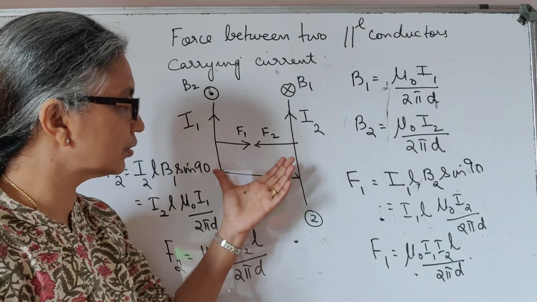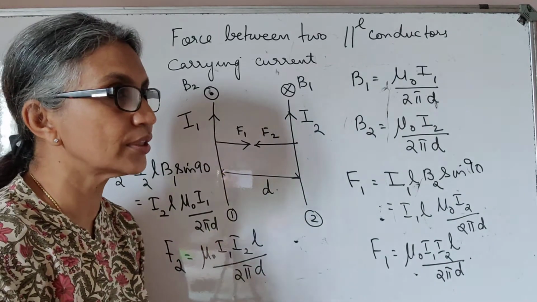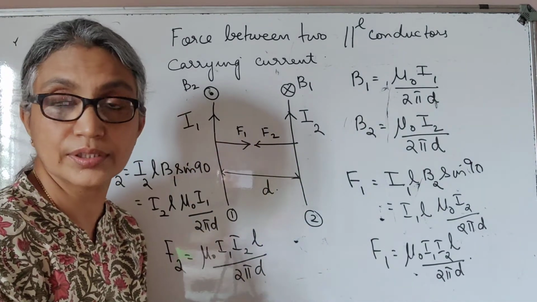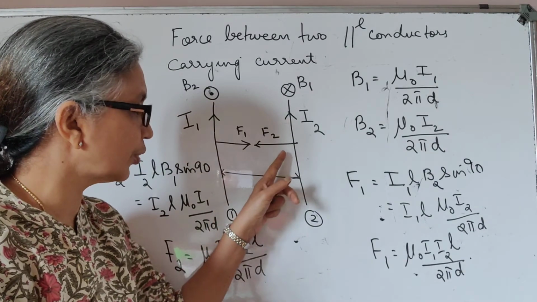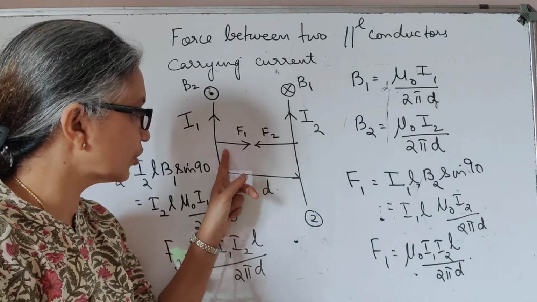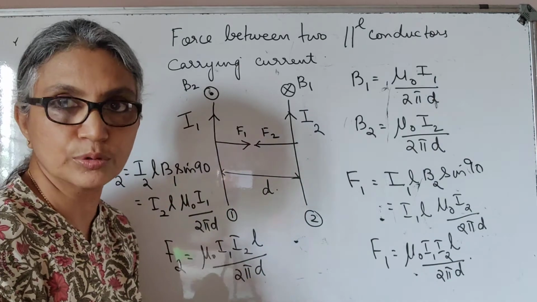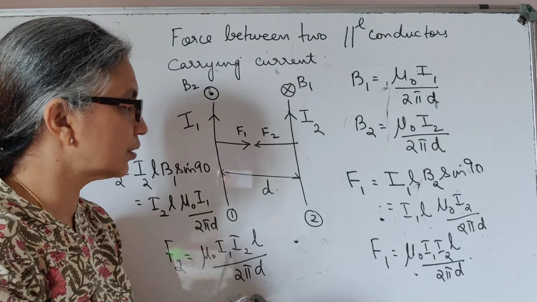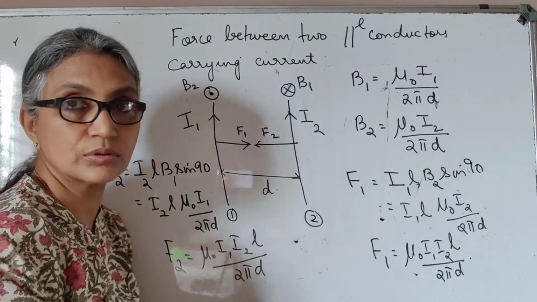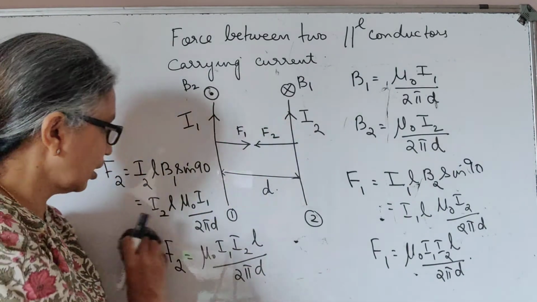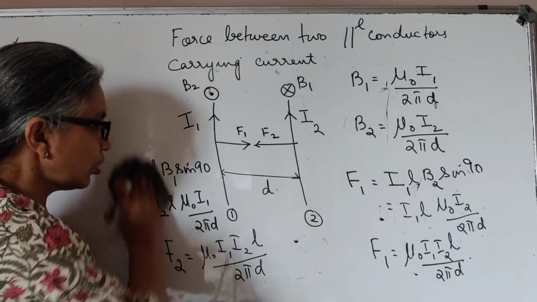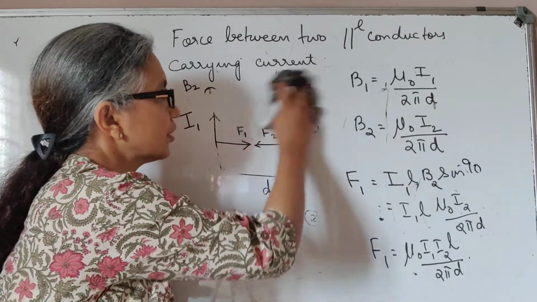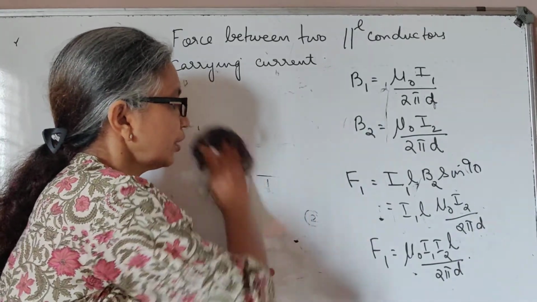So this is analogous to Newton's third law, which says every action has an equal and opposite reaction, because this is exerting a force F1 on this, and this is exerting a force F2 on this. They are equal and opposite. Okay, now from this we need to know how to define 1 ampere. In 12th standard you will need to know how to define 1 ampere using this concept. Let's see how we can define 1 ampere.